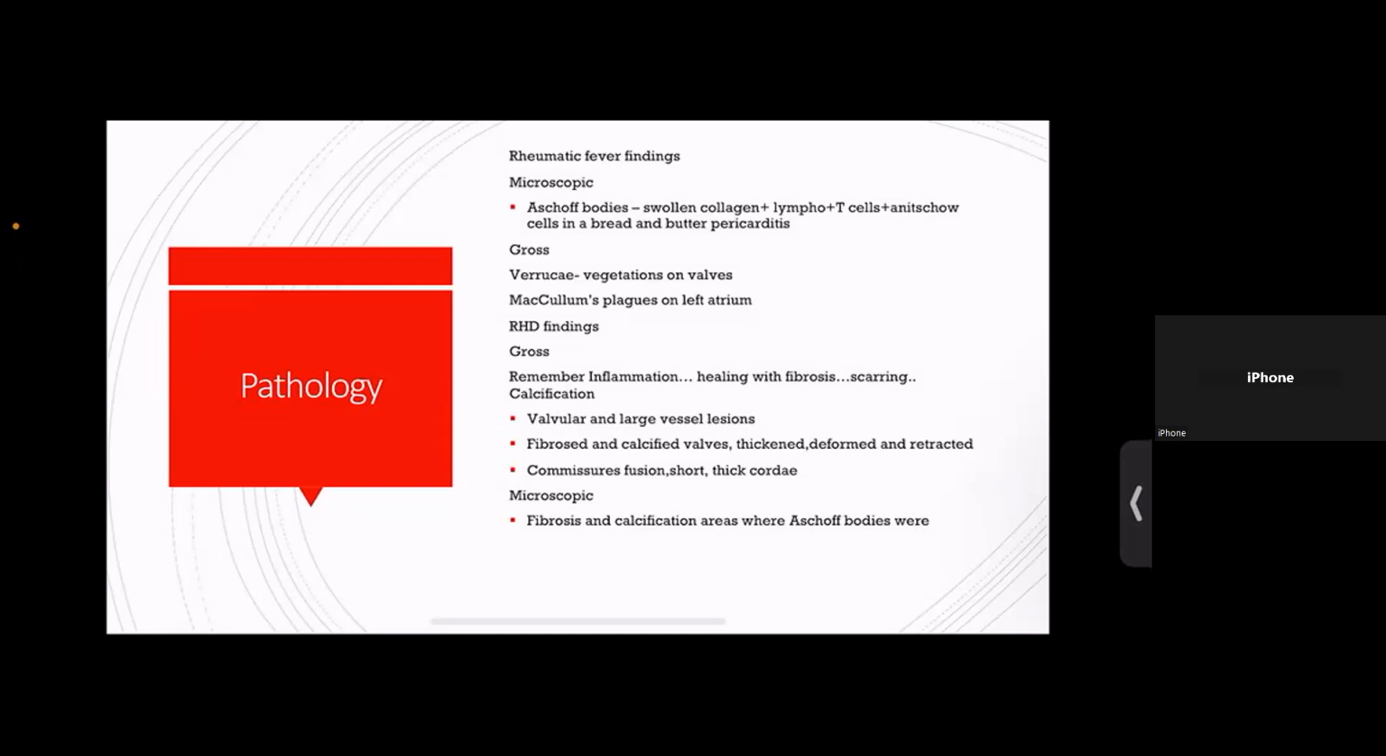Microscopically, you can see calcium deposits on histology slides in areas where Aschoff bodies were supposed to be. Remember, Aschoff bodies were seen in the acute phase of the disease, that is in acute rheumatic fever. So that's it about what you are going to find in the pathology, grossly and microscopically. Remember, grossly, you're going to find those lesions in the large vessels and in the valves, and then the thickening, the shortening, and the fusion of the commissures and the thickening of the chordae. And then microscopically, you'll find deposits of calcium, and that happens in the areas where Aschoff bodies were.